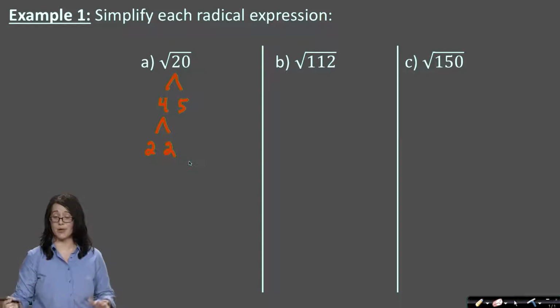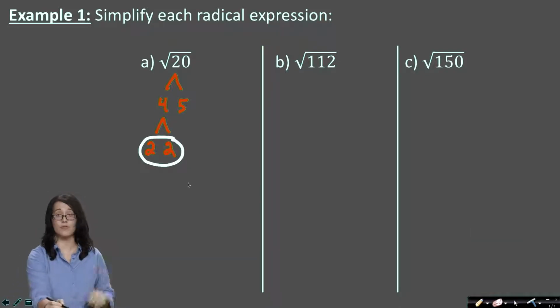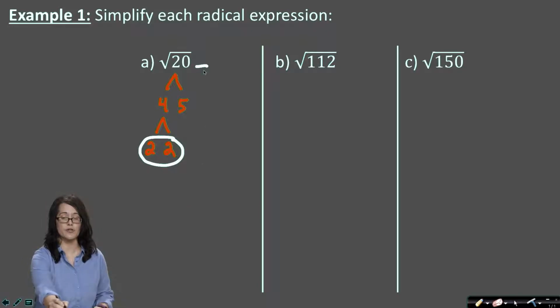5, on the other hand, is prime. So this becomes, when you take out the grouping here, the 2 that we have in common. Did you get 2 out front? Good job if you did. But there is a 5 trapped under the radical still. So 2 copies of the square root of 5 would be my answer.